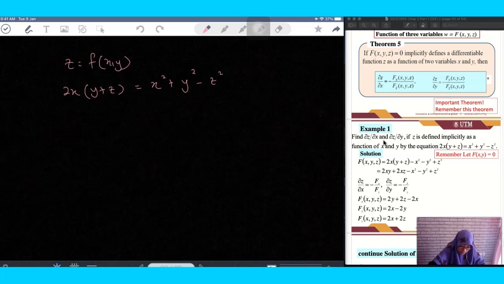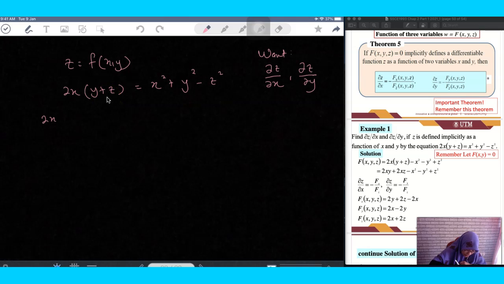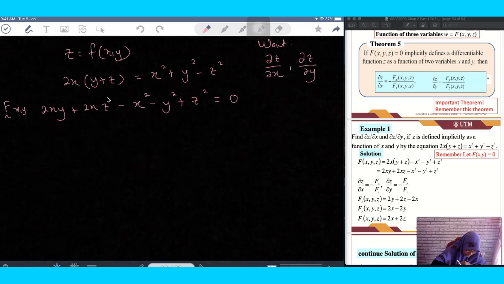Okay, so now we want to get del z del x and also del z del y. Using the formula, you have to make it equal to 0. You have an option whether you want to expand this or just leave it like that. Let's say I want to expand, so I have 2xy plus 2xz minus x squared minus y squared plus z squared equal to 0. And I give a new name for this. Now I have a new function F in terms of x, y, and z.